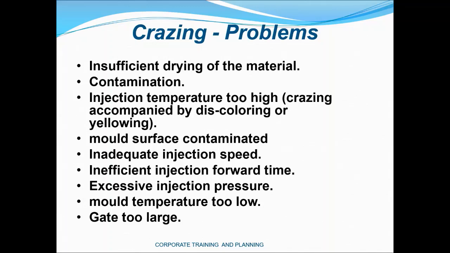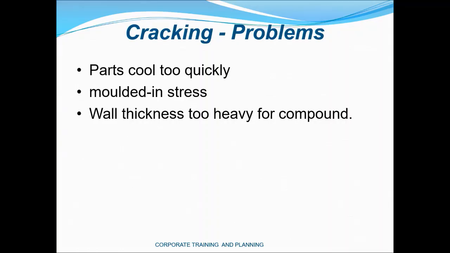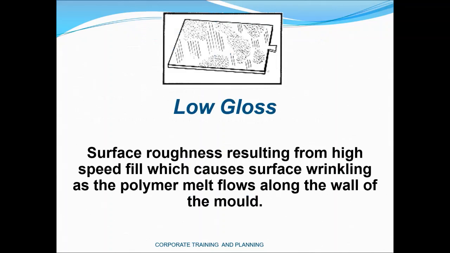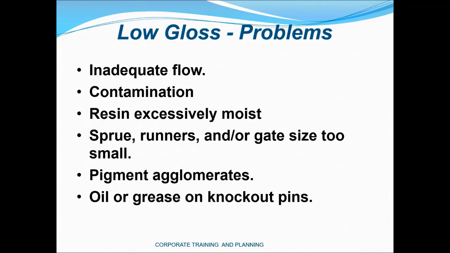Cracking is fracture of the plastic material, when parts are cooled too quickly, molded in stress, or wall thickness is too heavy for the compound. Low gloss is surface roughness resulting from high speed fill, which causes surface warping. Low gloss problem occurs due to air entrapment, inadequate flow, resin excessively moist, pigment agglomeration.